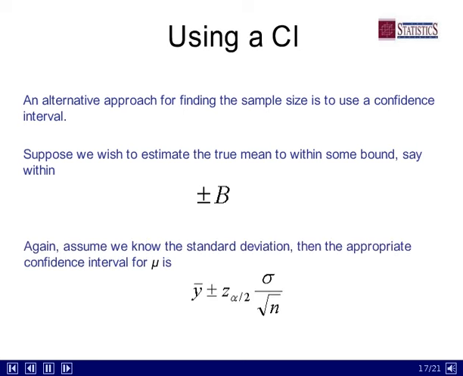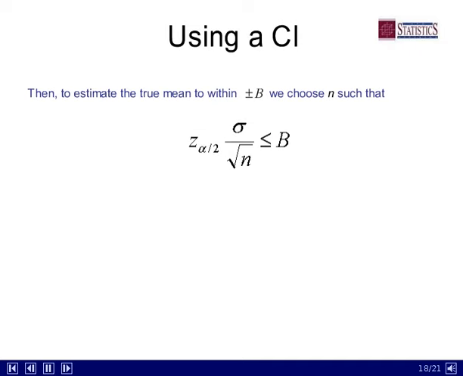All right, so again, let's just start by assuming we know sigma. If I do that, then the confidence interval for mu is y bar plus or minus z alpha over 2 times sigma over the square root of n. And what I'm saying is that the z sigma over square root of n, which determines the width, how big that is, plus or minus, needs to be less than or equal to b. If I make that whole thing less than or equal to b, then I know that my confidence interval will be within plus or minus b of the true value.